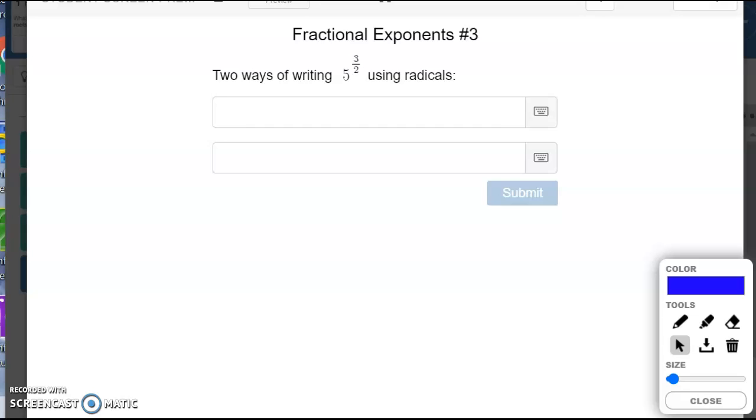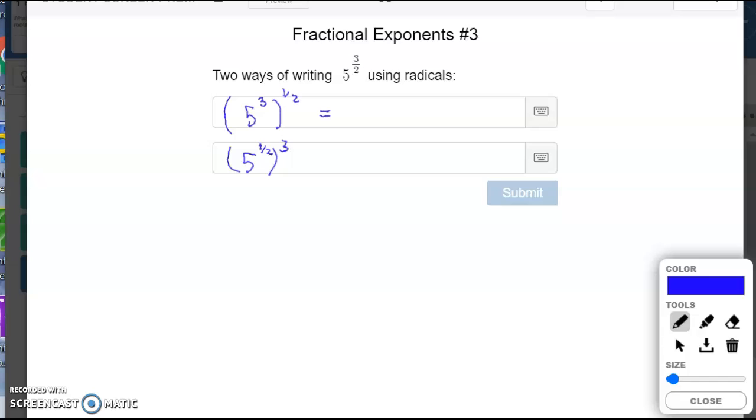Okay, two ways of writing 5 to the power of 3 over 2 using radicals. Well, I can first raise this to the power of 3, and then raise it to the power of half, because 3 times half is 3 over 2. Or I can raise 5 to the power of half, raised to the power of 3. They are both valid interpretations.